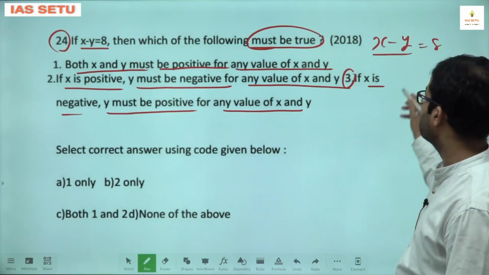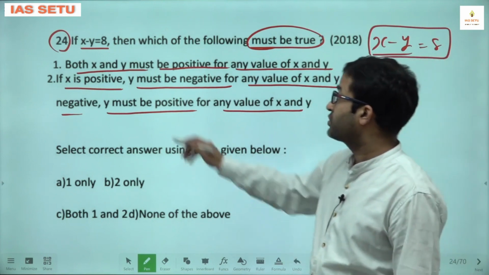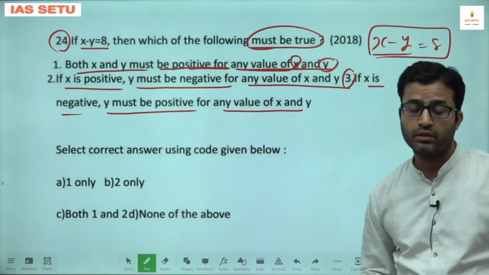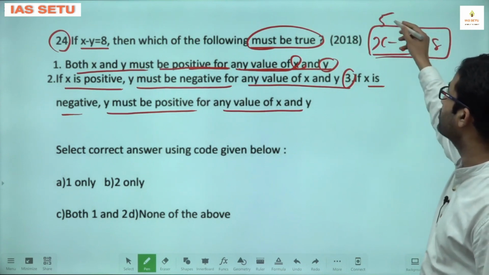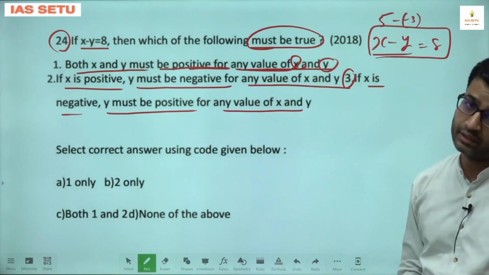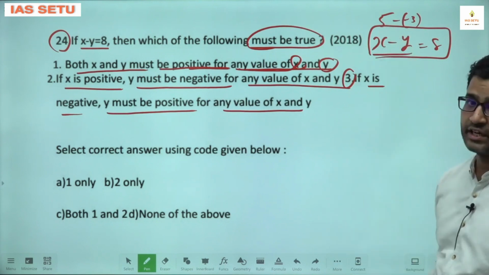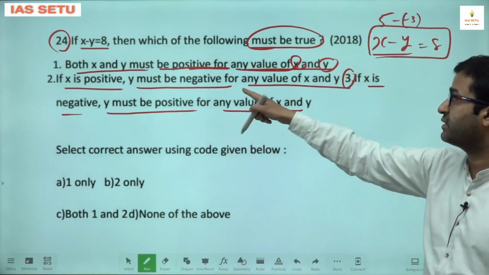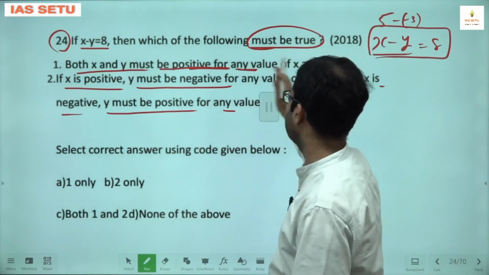See, the first statement says, the question is x minus y has to be 8. See here, x and y must be positive for any value of x and y. For example, if I put x as 5, then y has to be minus 3. For any value of x, y can be negative also. It is not coming always positive. If I take x as 5, to satisfy this question, y has to be negative. So it is not necessary that x and y have to be positive for any value of x and y. So the first statement is wrong.